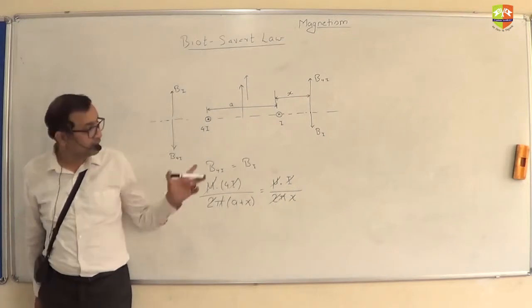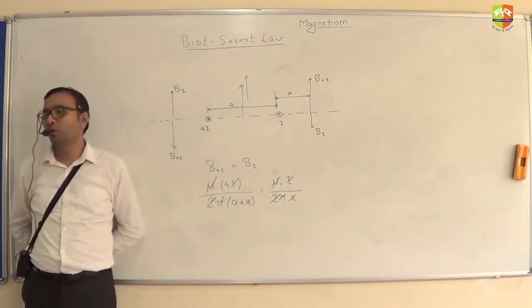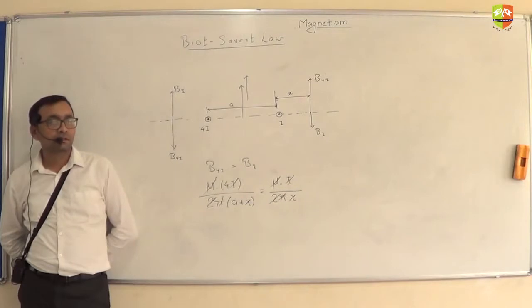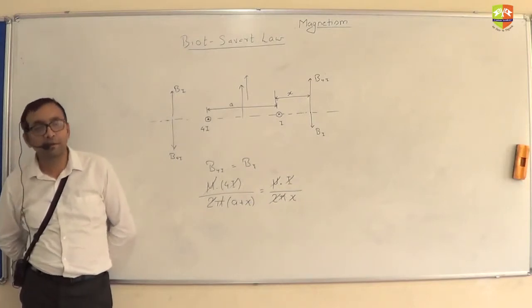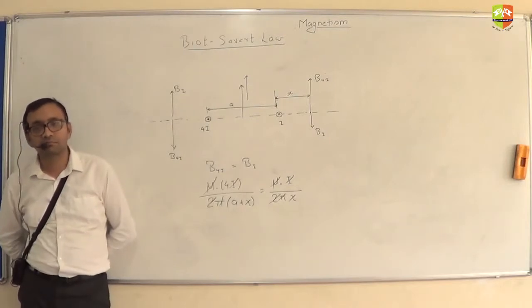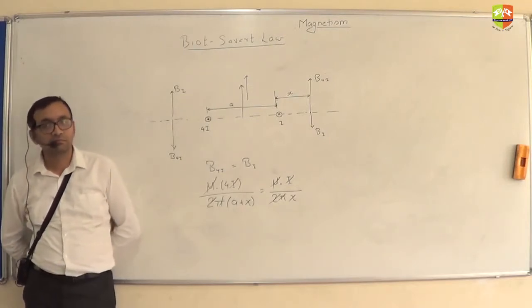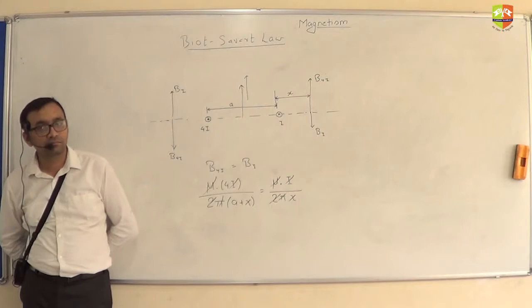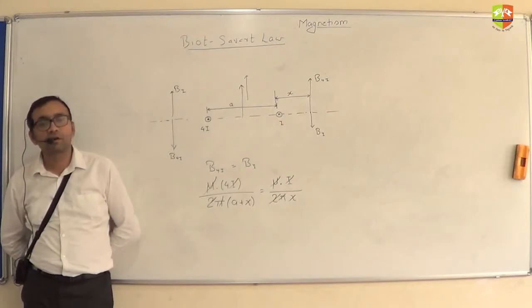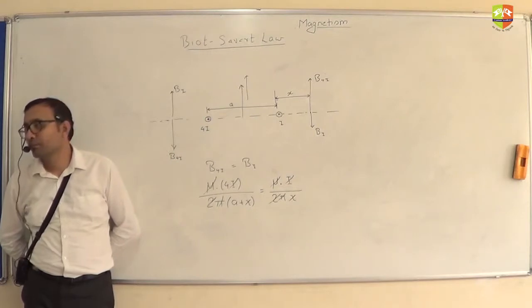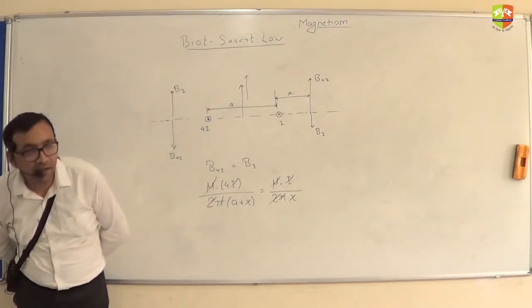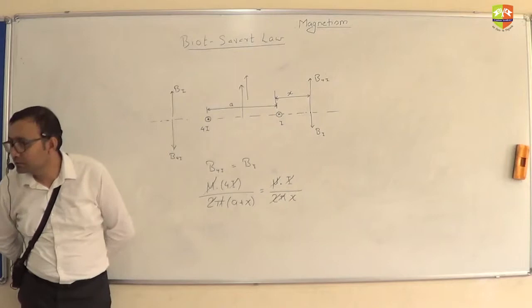But at a distance A by 3 away from the lower current, away from the right side, the magnetic field will become zero. The previous answer I got included the distance between the wires: 4A by 3 minus A. Okay? Any doubts? No doubts?